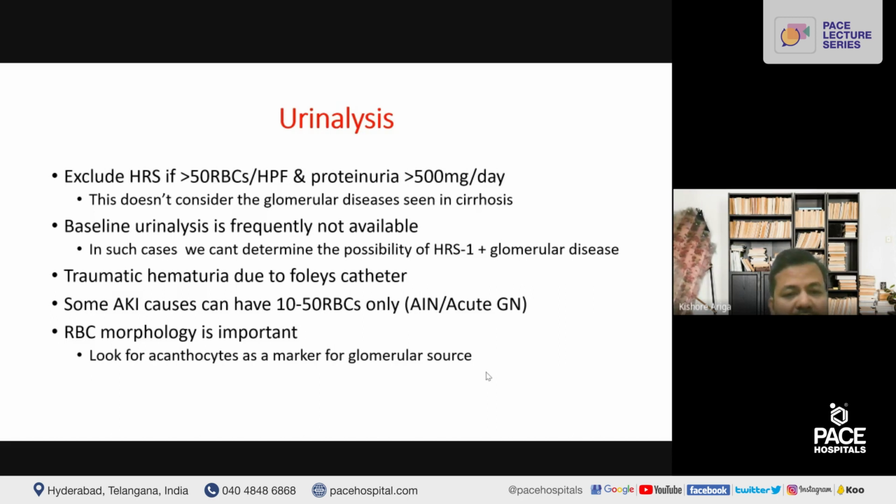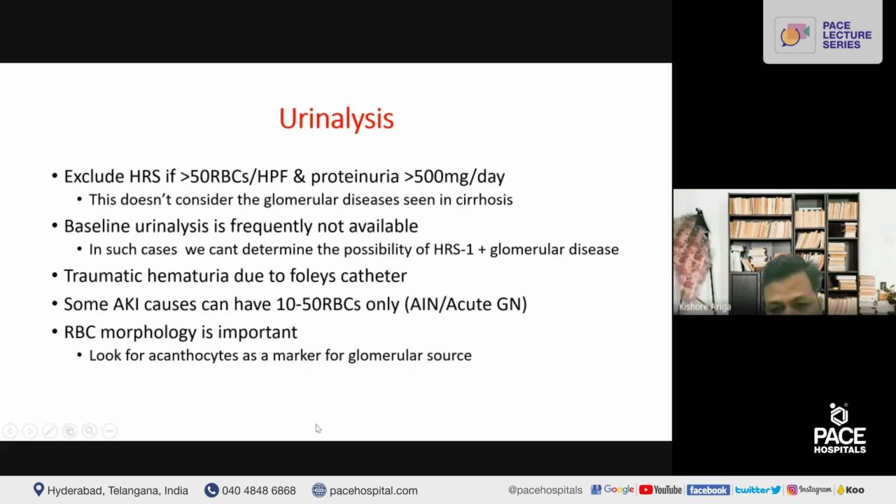And sometimes traumatic hematuria due to Foley's catheter can also cause more than 50 RBCs. And according to the criteria, more than 50 and more than 500 are the cutoff. So traumatic hematuria sometimes can also cause more than 50 RBCs per HPF in the urine. And some causes of AKI with etiology inside the kidney, like acute interstitial nephritis or glomerulonephritis, can have RBCs of 10 to 50, in which we cannot diagnose HRS1, because according to criteria, if it is less than 50 and less than 500 and all other features of diagnostic criteria are fulfilled, we can diagnose them as HRS1.